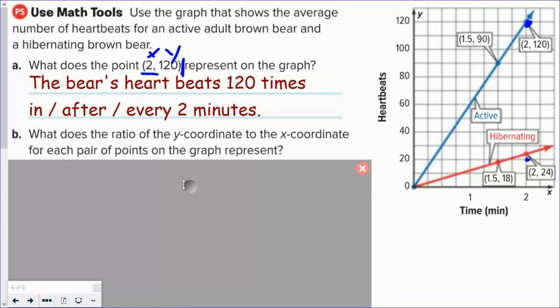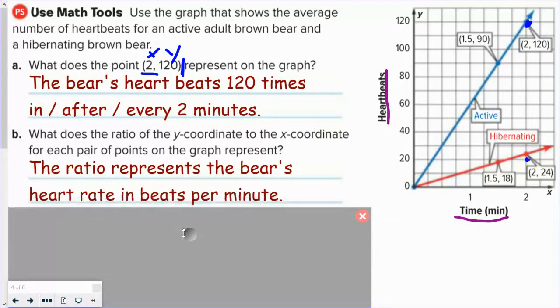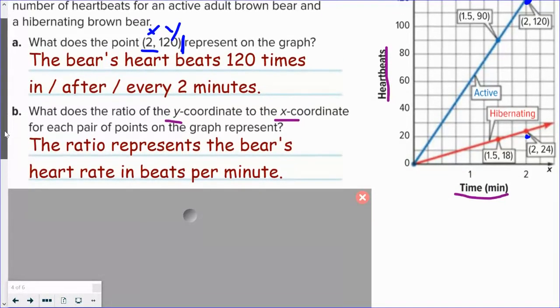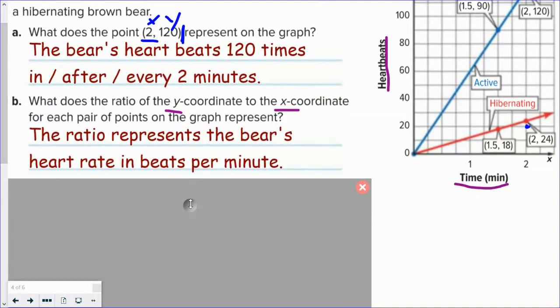What does the ratio of the y-coordinate to the x-coordinate for each pair of the points on the graph represent? Well, what is x being represented as, and what is y being represented as? Okay, so it is the ratio of the bear's heart rate per minute. So we talked about what is y, what is x. So your heartbeats to time in minutes. Remember, whenever you make graphs, you should always label them.